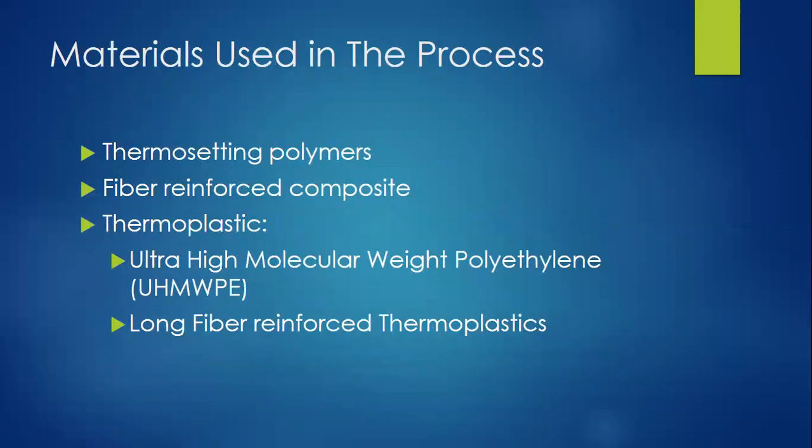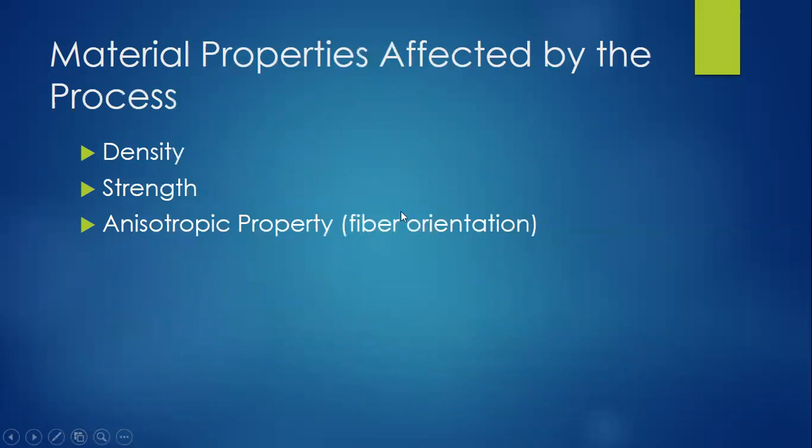What are the materials used in the process? Number one is thermosetting polymers, fiber reinforced composites, and thermoplastics, which include ultra high molecular weight polyethylene, UHMWPE for short. The next one is long fiber reinforced thermoplastics. What are the material properties affected by this process? These are the density, strength, and anisotropic property, or basically the fiber orientation.